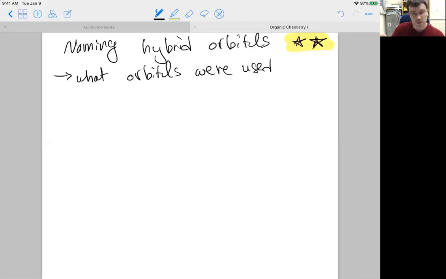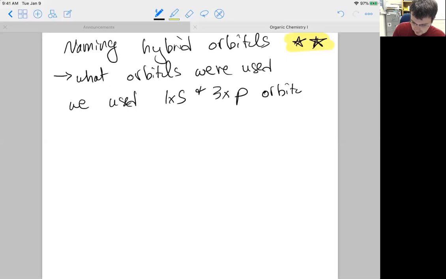So what went into the orbitals? Into our hybridization machine, we used 1 s orbital. We only had 1 available, and 3 separate p orbitals. I call them suborbitals. They are separate orbitals, okay? So we use 1 s and 3 p orbitals. Instead of an s atomic orbital, we get an sp3 hybrid orbital.